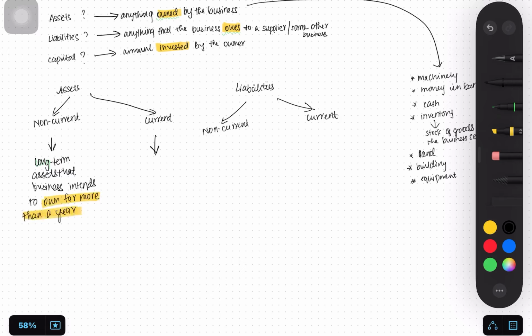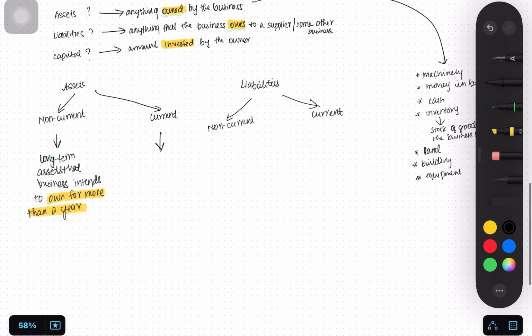But when it comes to current assets, they are used up in less than a year. It's very important to emphasize on this. Okay, so now let's move on to non-current liabilities.